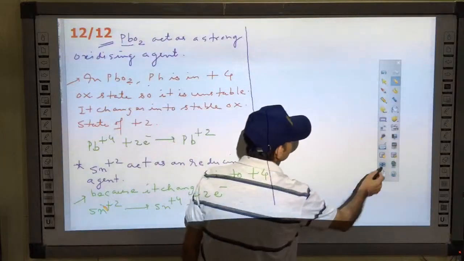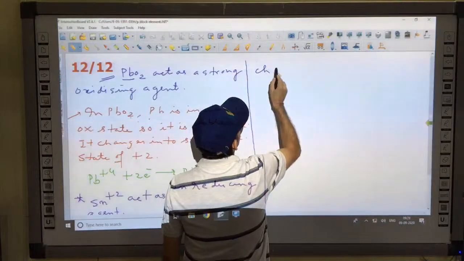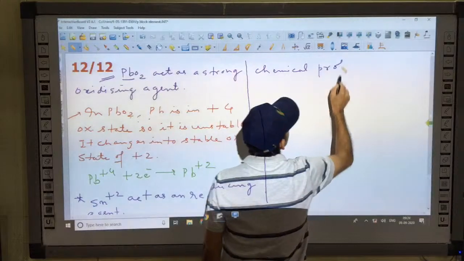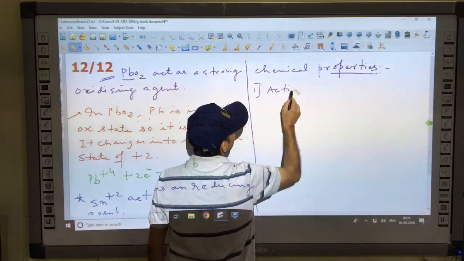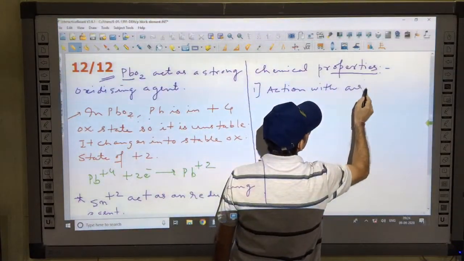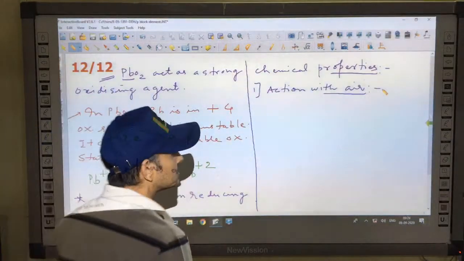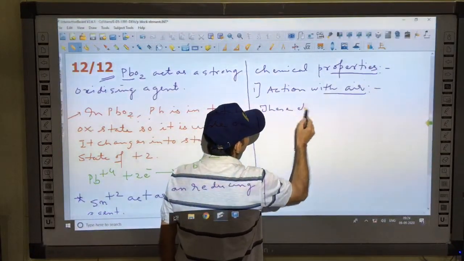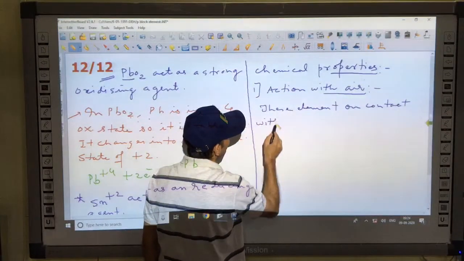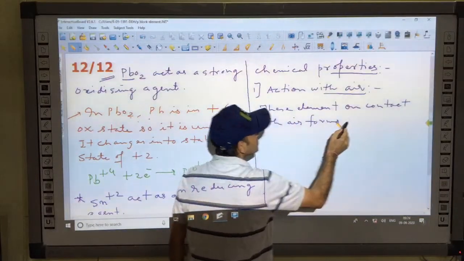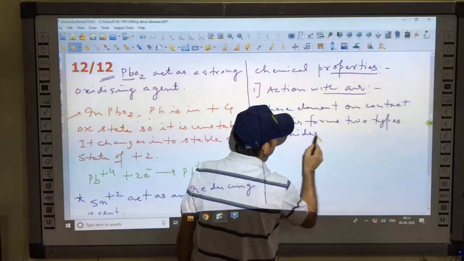Clear? Next property is chemical properties. Number one, action with air. Now what is going to happen when these elements react with air? When these elements react with air, they form two types of oxides. These elements on contact with air form two types of oxides.